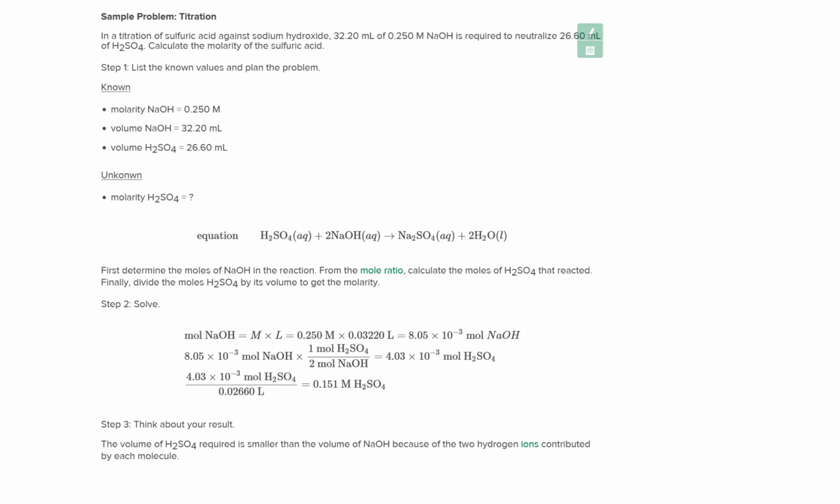Now we take those moles and we divide them by the number of liters of H2SO4 that we were given in the problem. Again, we had to convert it to liters. And we divide and we get 0.150 molar H2SO4. It's not super complicated. It is new, and so I'll be kind with grading, but that is what you do.